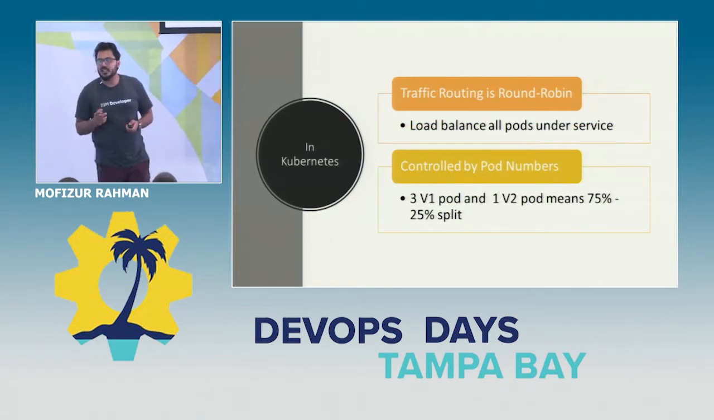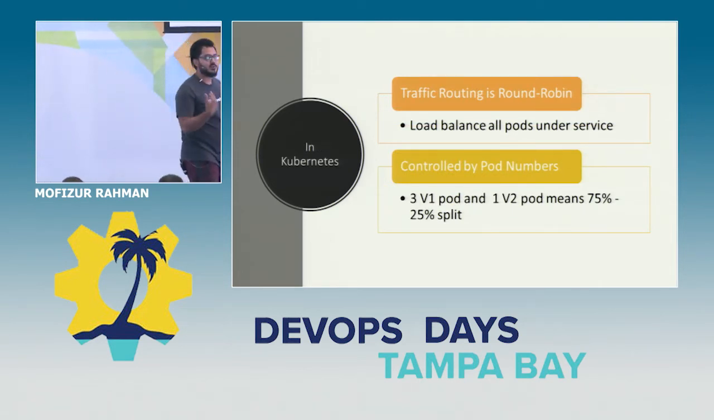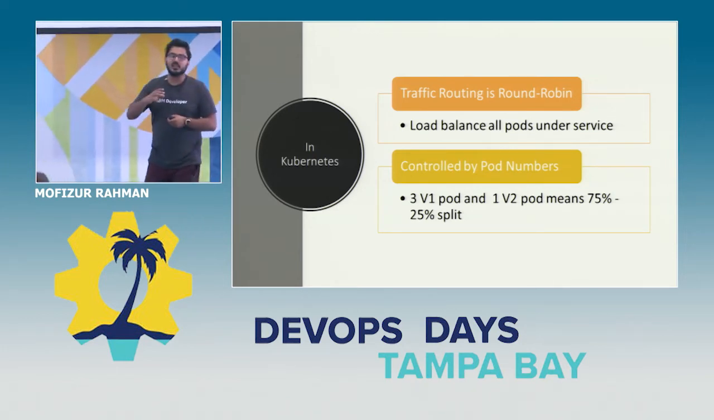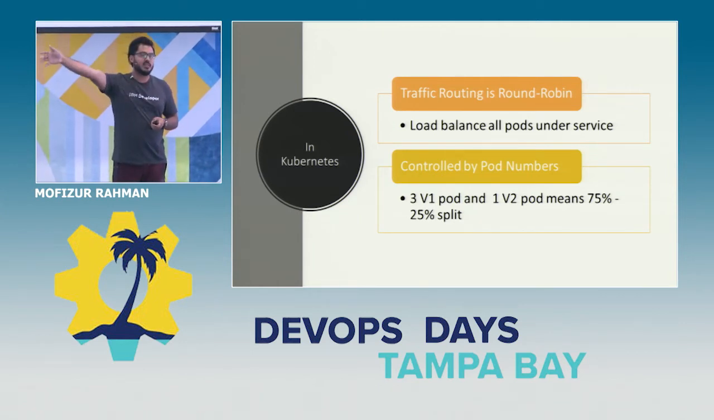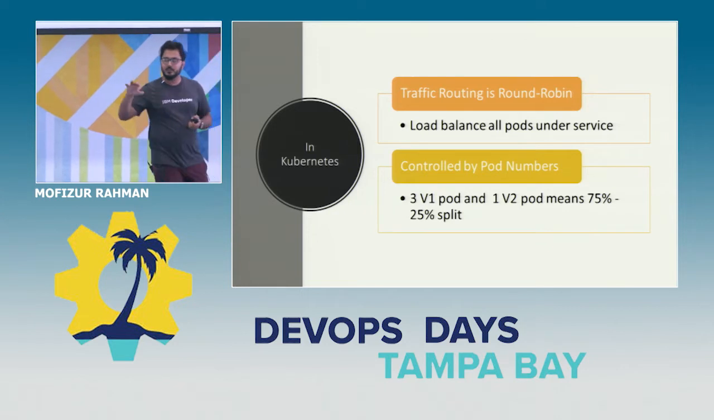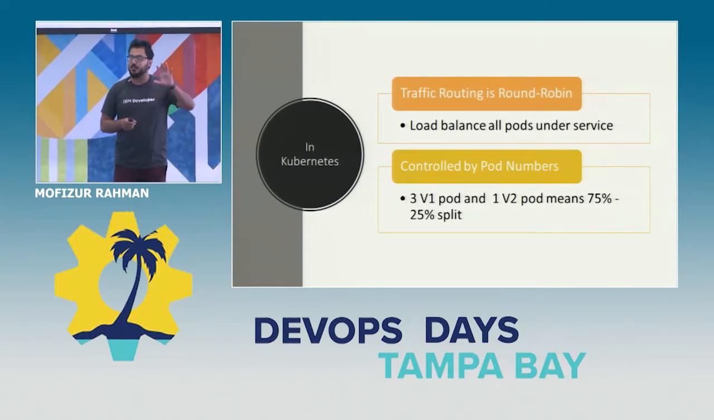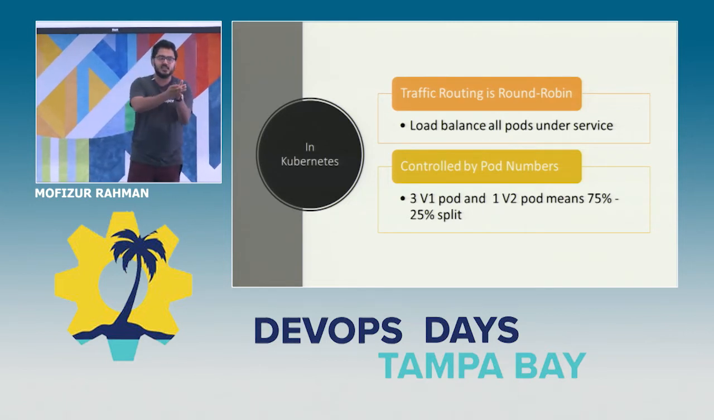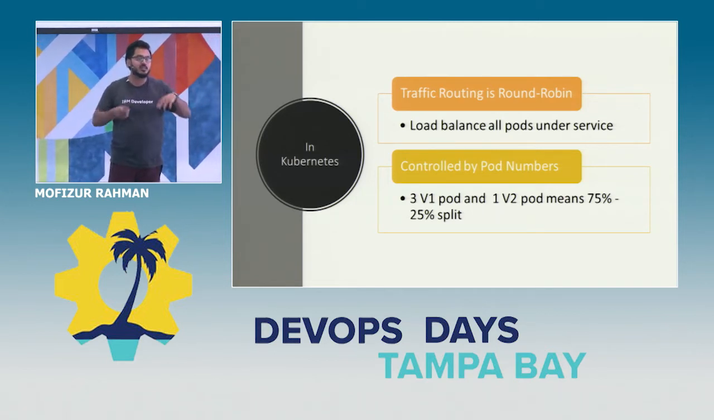So in Kubernetes, by default, traffic routing is round robin. So if you have, say, 4 pods running, 4 containers running with your application, the load balancer will just randomly choose one of the pods to send the traffic to. So basically, if you want to do a blue-green deployment, and if you have, say, 3 pods of version 1 and 1 of version 2, the best percentage splitting you can do is 75-25, because it's random.